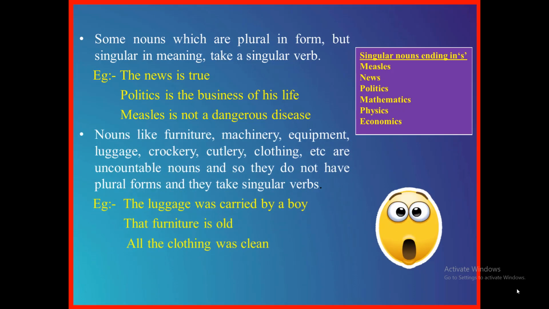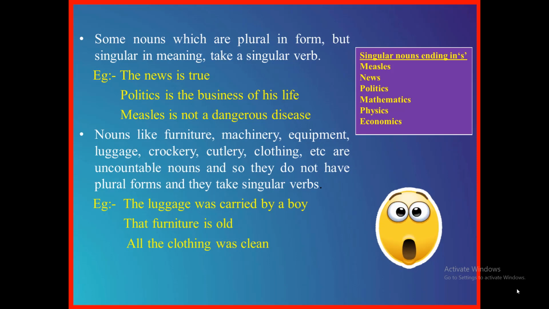Next, nouns like furniture, machinery, equipment, luggage, crockery, cutlery, clothing, etc. are uncountable nouns. They could not be counted easily, and so they do not have plural forms and they take singular verbs. So if you are framing a sentence using any one of these uncountable nouns, then you are supposed to use only a singular verb and not a plural one.